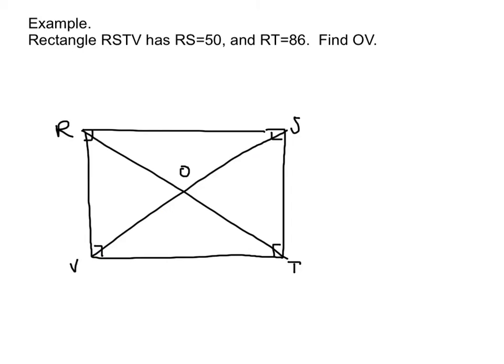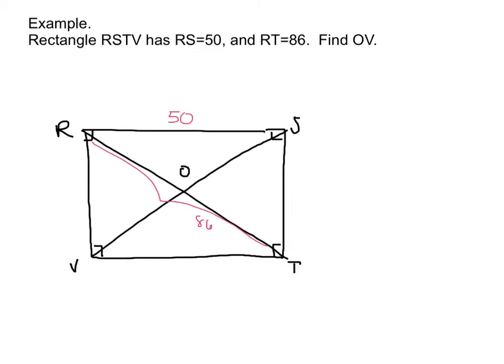So looking at an example dealing with rectangles, it says that rectangle RSTV has RS equal to 50 and the length of RT is 86. Find the length of OV. So I'm just going to go ahead and go around my picture. And again, we know this is a rectangle because we have 4 right angles. So I'm going to go along my diagram and label this RS equal to 50 and RT equal to 86.